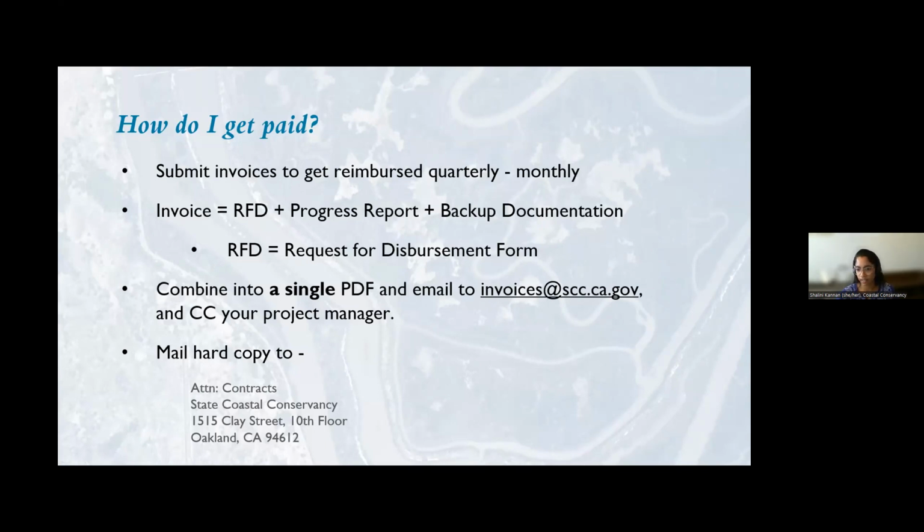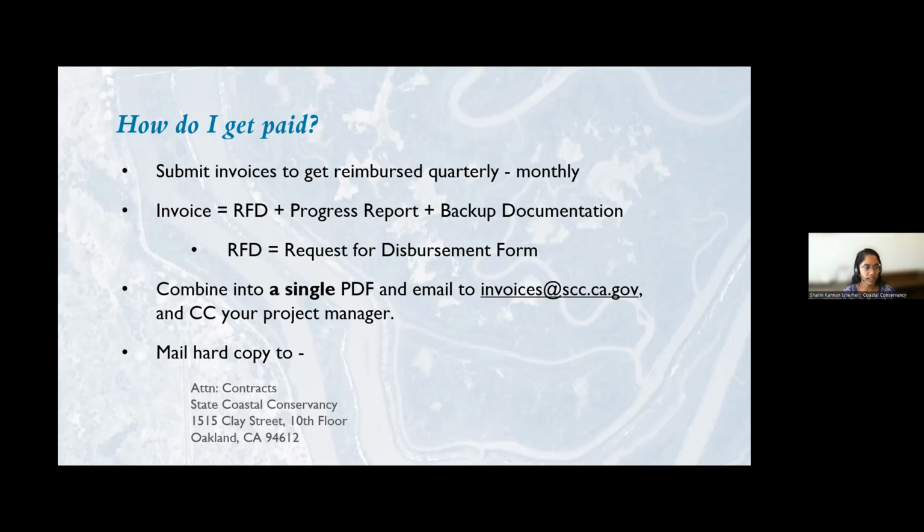We don't have a set schedule like some grantors, so you can work on a schedule that works for you and talk to your project manager if you need any assistance making that schedule. And an invoice consists of 3 important things that I'll go over in more detail soon. And that's 1, the RFD or request for disbursement form. 2, a progress report that explains the progress you've achieved on your project in the billing period. And 3rd is backup documentation to show proof that you've spent the money that you've spent. So that's like receipts and invoices, that kind of thing.